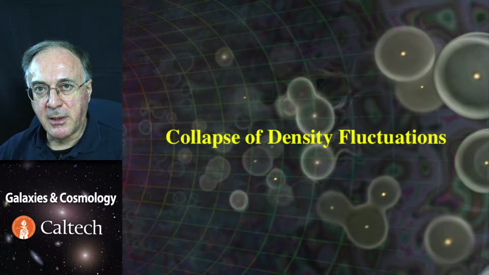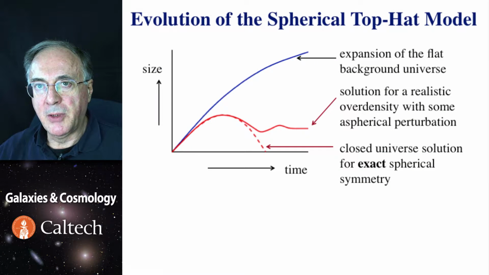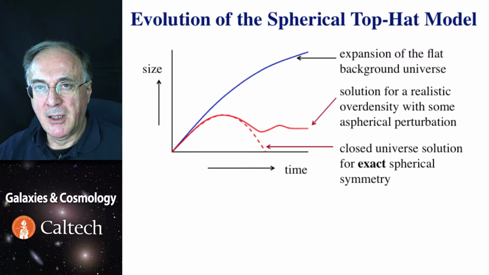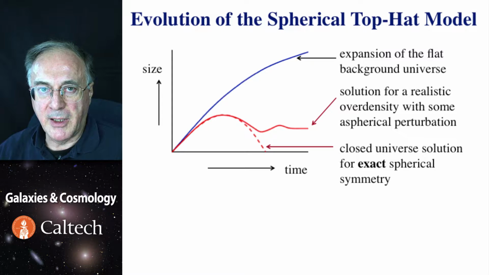Let us now take a closer look at the collapse of density fluctuations. The toy model that's often used is called the spherical top hat model. What it means is simply that there is a uniform overdense sphere embedded in a constant density background. As you recall from the last time, you can consider the background universe expanding according to the critical universe line. And then the fluctuation itself, which is overdense, acts like a little closed universe.